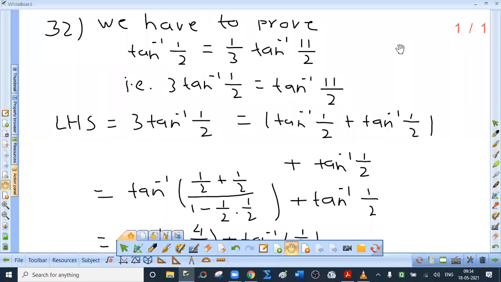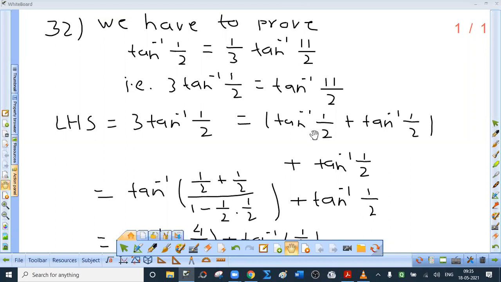32nd, show that tan inverse half is 1 by 3 tan inverse 11 by 2. That is to prove, multiply throughout by 3. That is to prove 3 tan inverse half equal to tan inverse 11 by 2. Now, 3 tan inverse half is tan inverse half plus tan inverse half plus tan inverse half.